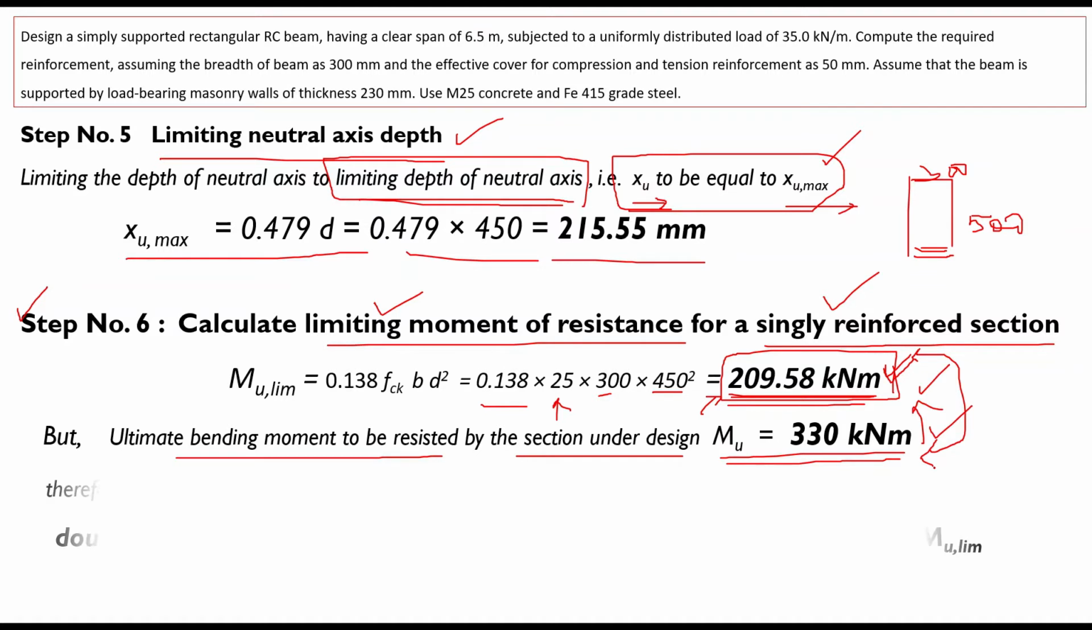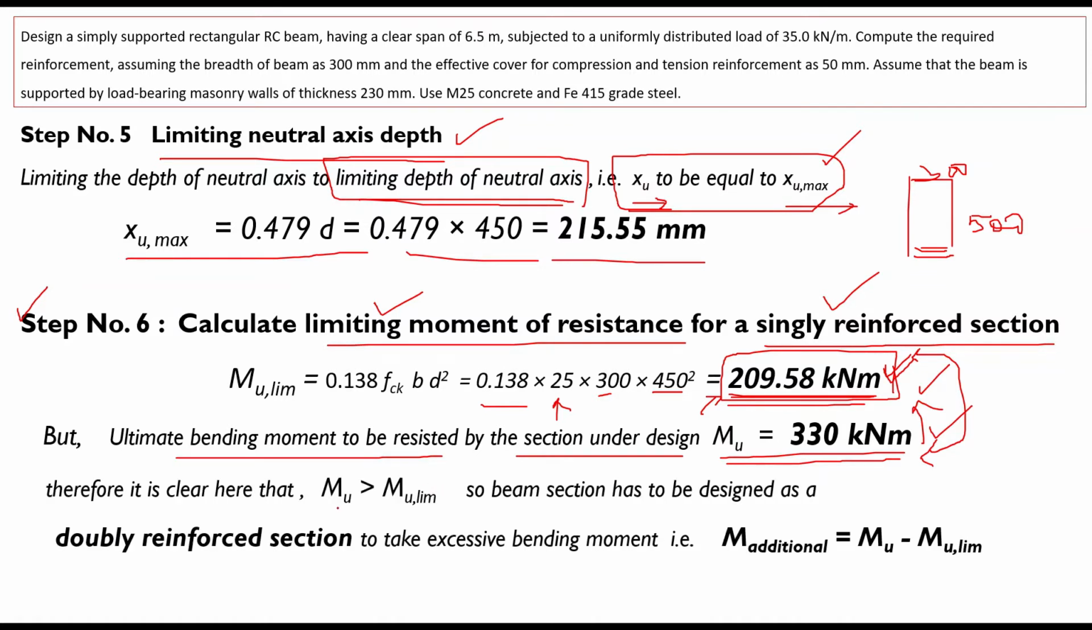So it is very much clear from these values that Mu, that is 330, is greater than Mu limited. So this beam section has to be designed as a doubly reinforced section. That means if this beam is designed as singly reinforced, it will not be able to take care of all the loads and the moments which are coming on it. So there is some difference between 330 and 209.